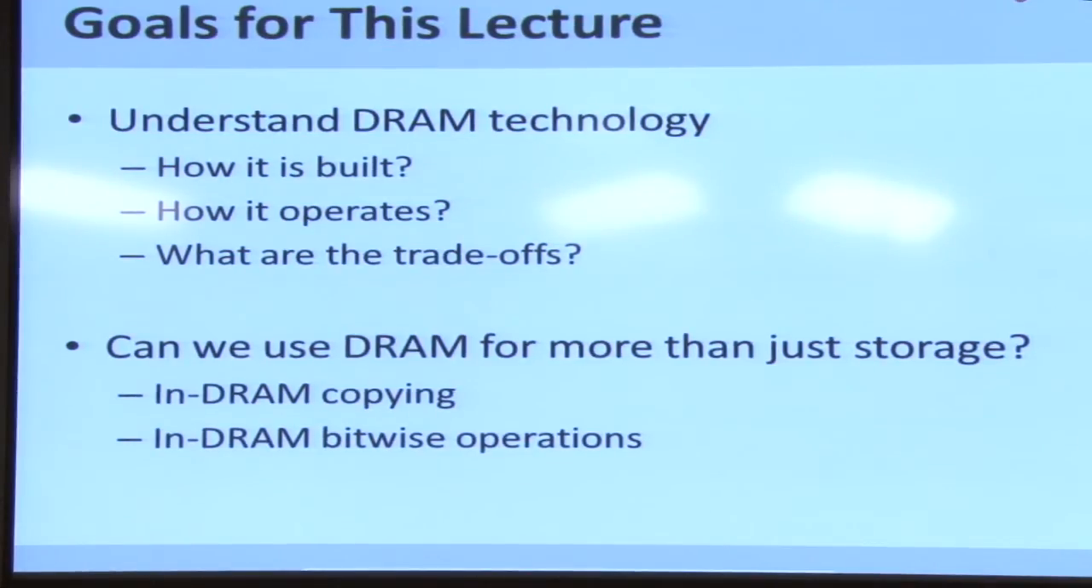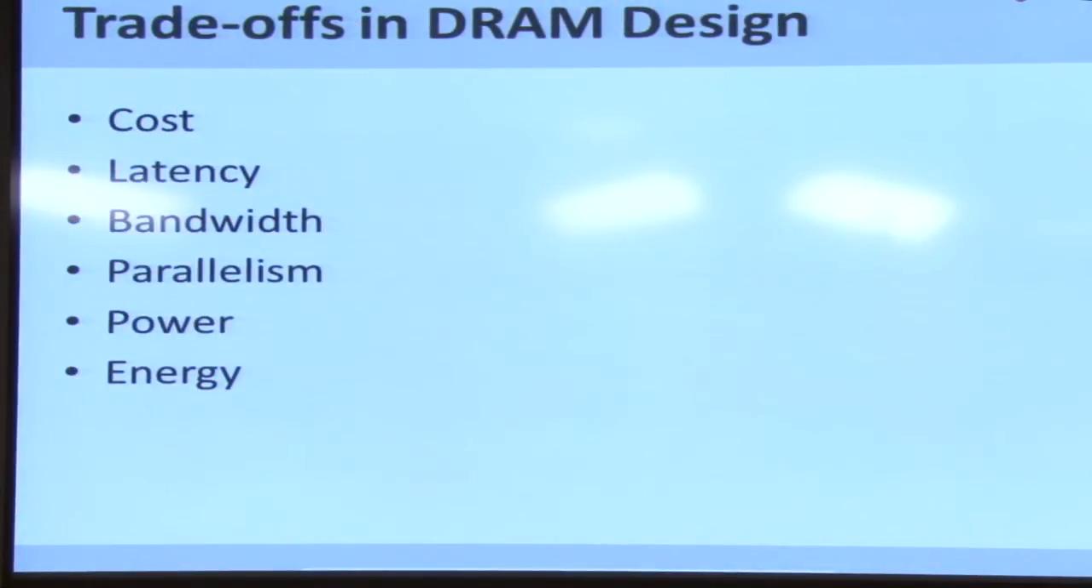So we looked at how DRAM is built. We looked at how it operates. We have not looked at any trade-offs. So let's look at some trade-offs before we jump into the second part of the lecture. These are some of the design goals that I specified in the beginning of this lecture: cost, latency, bandwidth, parallelism, power, energy.